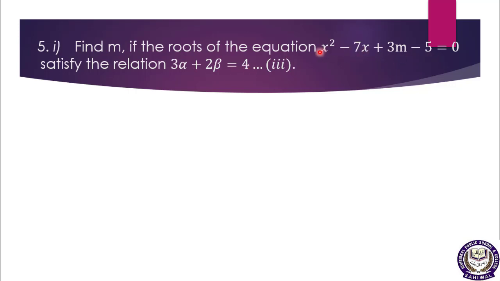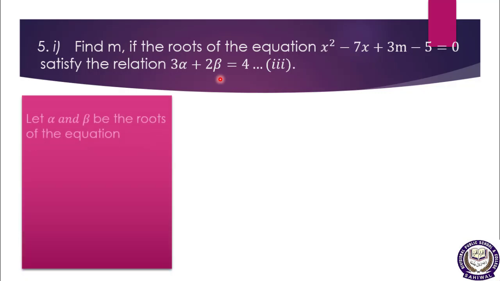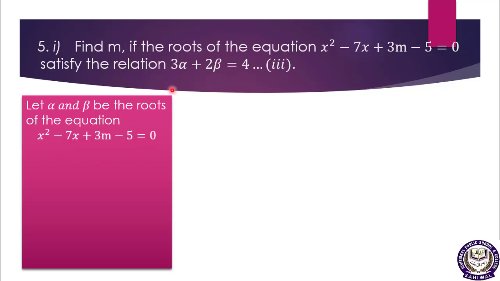In this quadratic equation, x square is the quadratic term, minus 7x is the linear term, and 3m minus 5 is the constant term. By this given relation, we can understand that we have two roots, alpha and beta. So let alpha and beta be the roots of the equation x square minus 7x plus 3m minus 5 equal to 0.